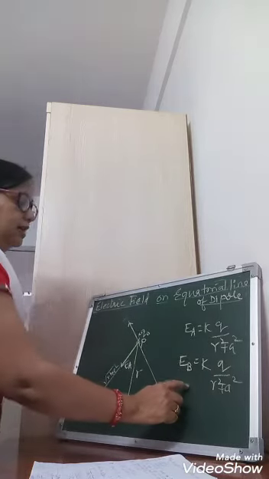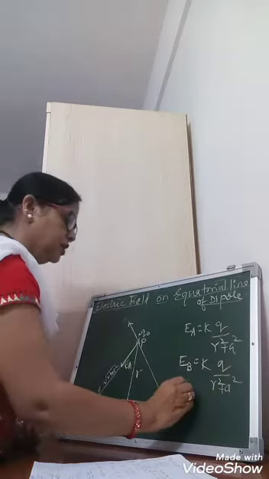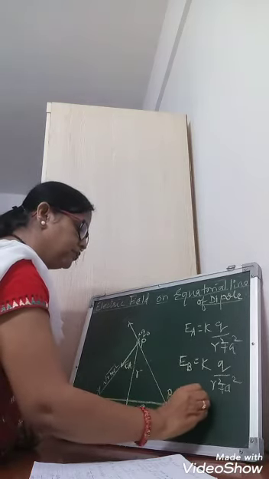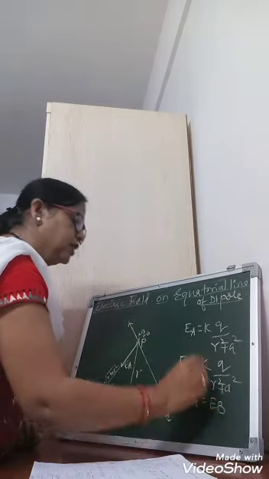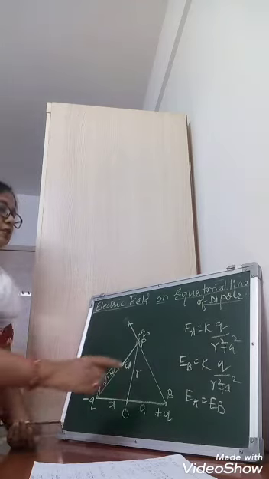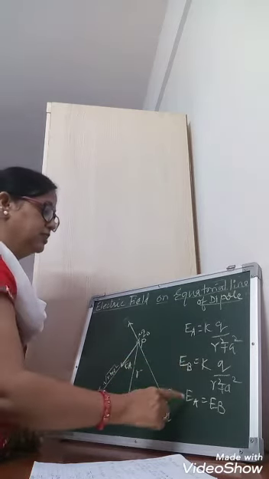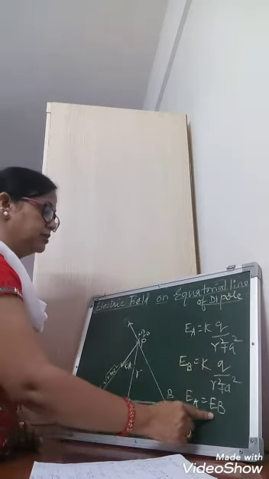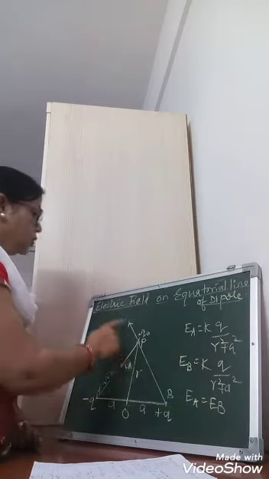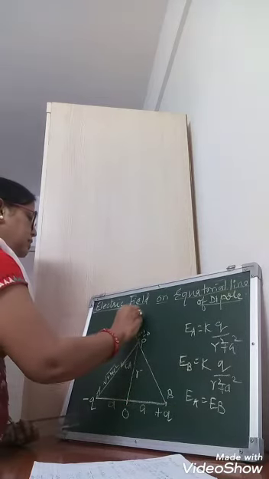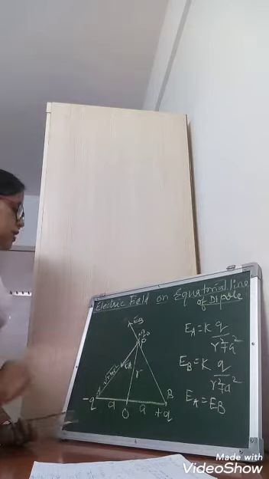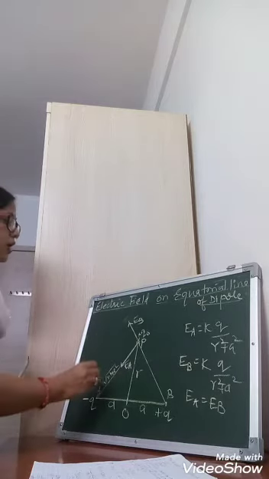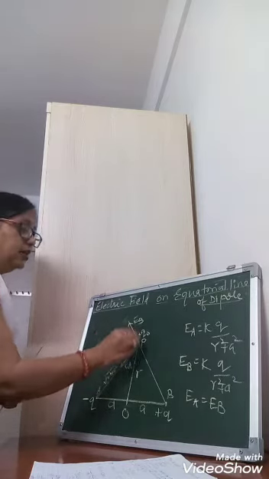Can you write like this? EA is equal to EB because both have the same magnitude. So electric field due to A is equal to electric field due to B. Only the directions are different. EB is along this direction, EA is along this direction. Now our task is to find the net electric field, which is the vector addition of these two. Now this angle we have taken as theta.